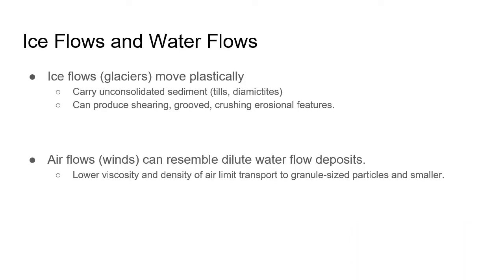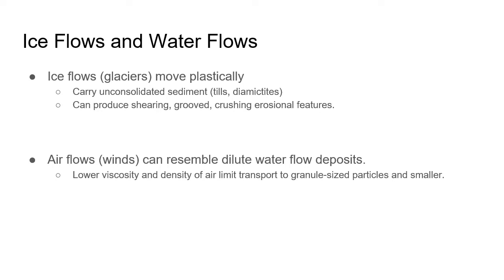And we have other types of flows as well. Ice flows are essentially glaciers. These are moving plastically. Ice is going to incorporate lots of unconsolidated materials such as tills and diamictites, and is going to deposit them upon melting, upon the ice itself melting. But they can produce a variety of other bed forms, from shearing, crushing, and grooves and striations from the underside of that glacier having a frozen bed of sediments and grains that are then rolling and crushing over the landscape underneath.